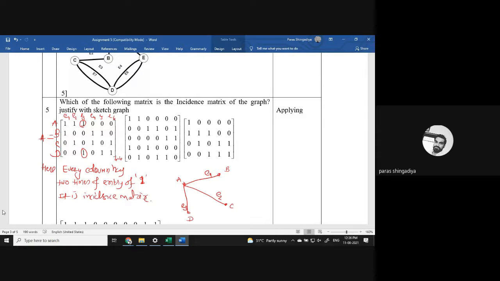Clear? Fourth column, entries of 1 are mapped in between B and C. Okay, second and third place. So connect B and C and mention the edge notation is E4. Fifth column, that is 1 in between B and D. Okay, so connect B and D, and that is E5. Okay, and E6 is in between C and D. The last column entries of 1 is mapped in between C and D. So connect C and D, and edge notation is E6. So this is the graph of this given matrix.